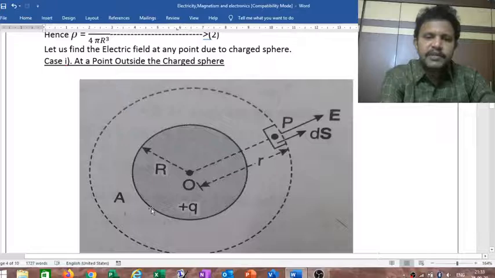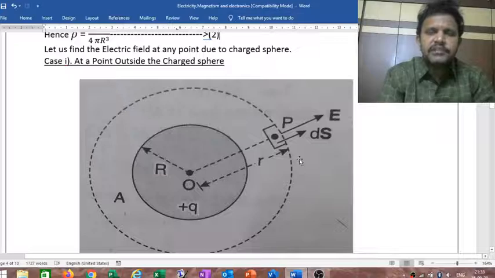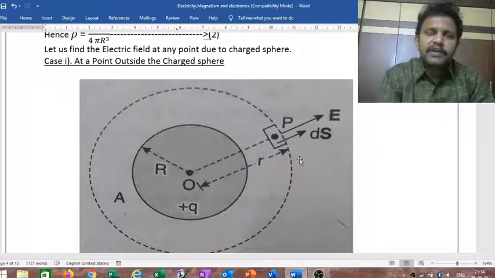Let us assume that it is the metallic sphere and it is filled with a positive charge plus Q. The radius of the sphere is R. In case of charged sphere, electric field exists both inside and outside. So while we are solving our problem, we may face three cases. That is, electric field inside the charged sphere, electric field outside the charged sphere, and the electric field on the surface of the charged sphere.